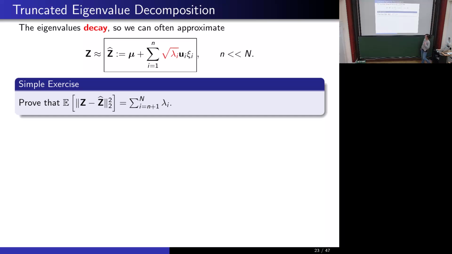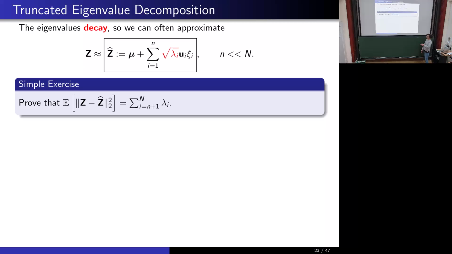And the easiest way to assess the error is to think about the mean square error. So z is a vector, z hat is a vector, my approximation. It's a relatively easy exercise to show that the crime is this: the error that you make is just the sum of the eigenvalues that you've neglected. So the faster those eigenvalues decay, the smaller little n you will need to approximate this field well with this approach. Does that make sense?